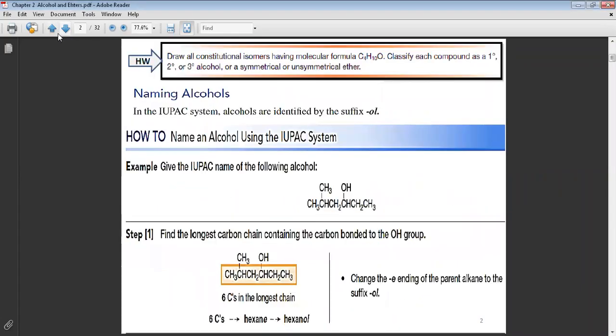It says here, draw all constitutional isomers having the molecular formula C4H10O. Classify each compound as a primary, secondary, or tertiary alcohol, or as a symmetrical or unsymmetrical ether. That means from this molecular formula, I want you to draw all possible alcohols and ethers, and classify all the alcohols as primary, secondary, or tertiary, and the ethers as symmetrical or unsymmetrical. Okay, this is a nice homework.